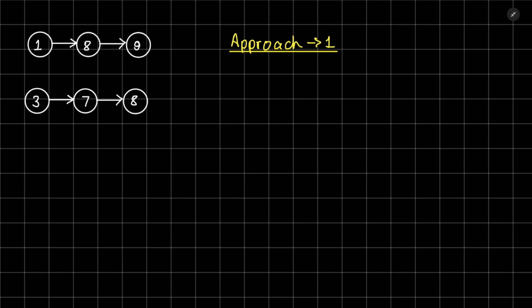Approach 1 is pretty simple. We will place a counter, let's say m, which will traverse the linked list, and we will make a number. We'll make an integer which will take the first digit. For now it is 1. Then it will move to the second node. Then we will update this answer by multiplying it by 10 and adding the next digit. So that would become 18.